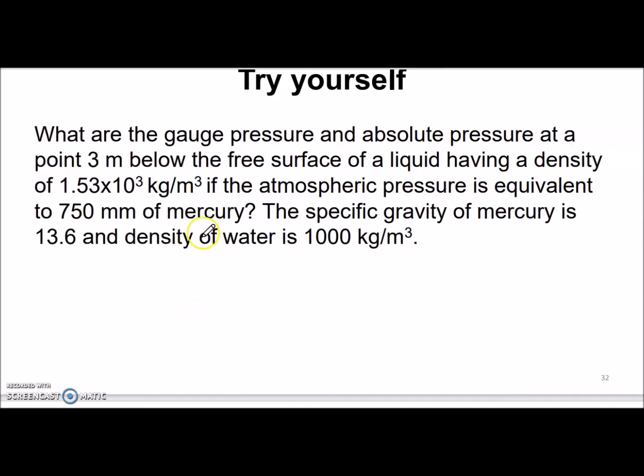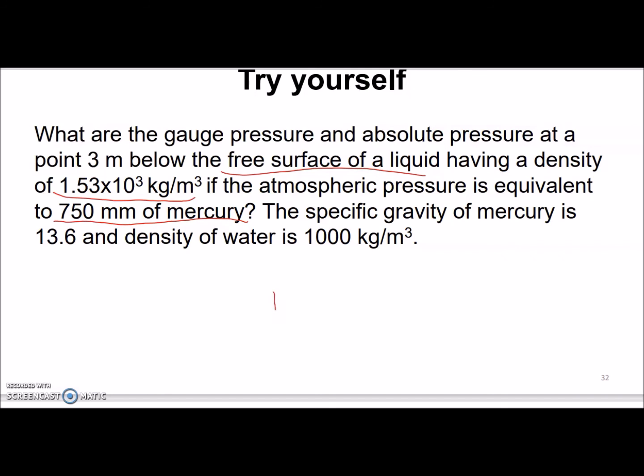Okay, another example related to hydrostatic fluid pressure. Let's go through it. We need to find the gauge pressure and absolute pressure at a point 3 meter below the free surface of the liquid. Given that the density of the fluid is 1.53 times 10 to the power of 3 and the atmospheric pressure is 750 millimeter of mercury. Given also the specific gravity of mercury, and the density of water.